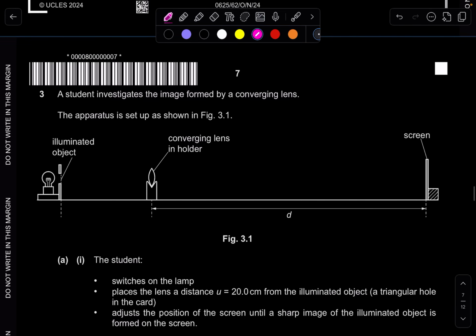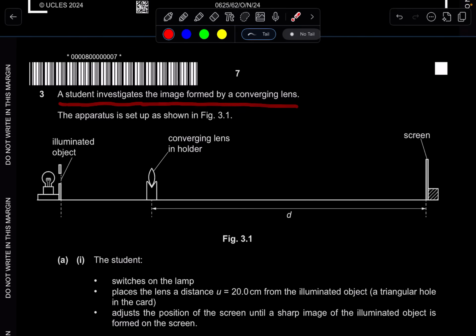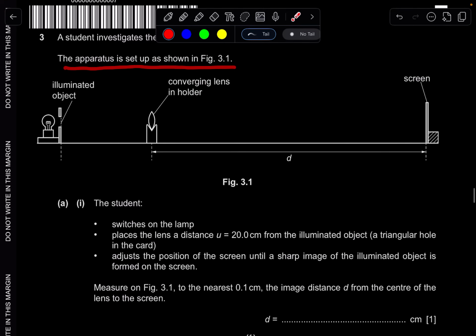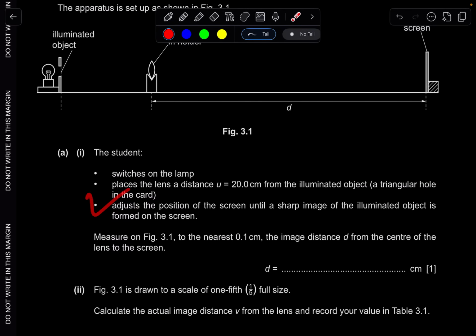Third question is from the light portion. They have given us an experimental setup. A student investigates the image formed by a converging lens. The apparatus is set up as shown in the diagram. Okay, what we have in the diagram, there is the object that is illuminated. There is a converging lens placed on a stand. Okay, and this is the screen, and the distance between the converging lens and the screen is represented as D. There they have explained all of it.